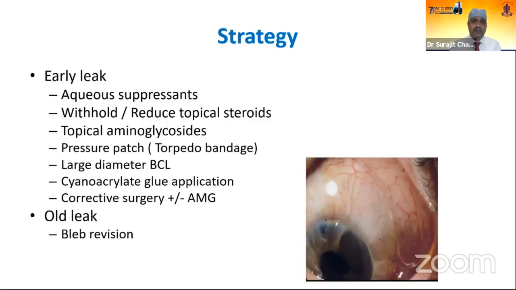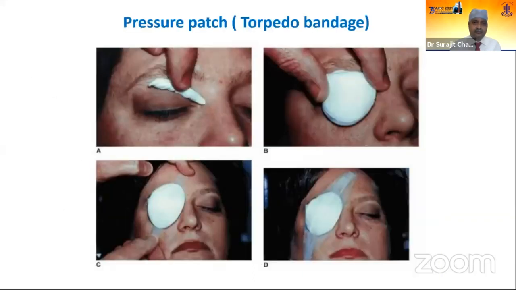First coming to the leaking bleb. If it is an early leak, there are many options in our hand, like aqueous suppressants, withholding or reducing the topical steroid to promote fibrosis. Topical aminoglycosides sometimes may help. Pressure patch with torpedo bandage, large diameter bandage contact lens, when it is on the limbus or near the limbus, it may cover the area. Cyanoacrylate glue application or corrective surgery with or without AMG is the other option. If it is an old leak, probably there is no role of the above options. Straight away you can go for a bleb revision.